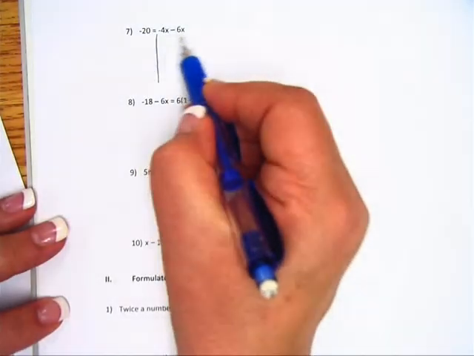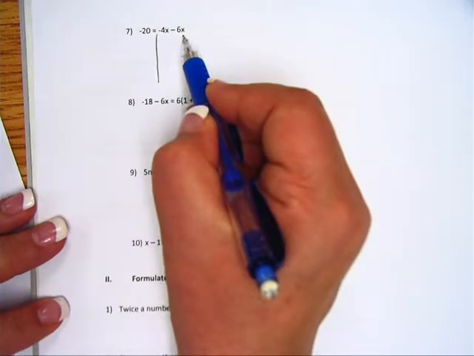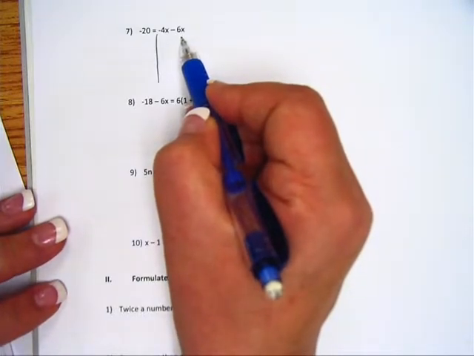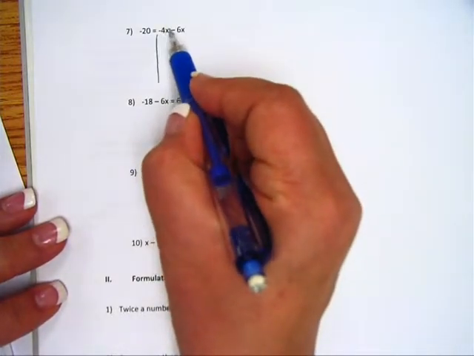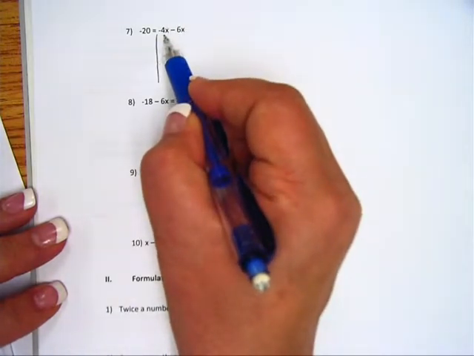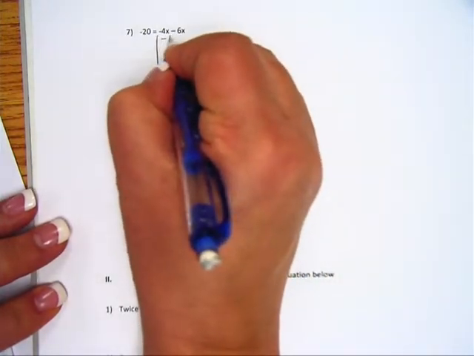I have two terms on this side, but they're both variable terms. So what do I do with that? When I have two of the same type of like terms, I can combine those. Now when I combine a negative 4x and a negative 6x, that's like saying negative 4x plus negative 6x. And that gives me negative 10x.